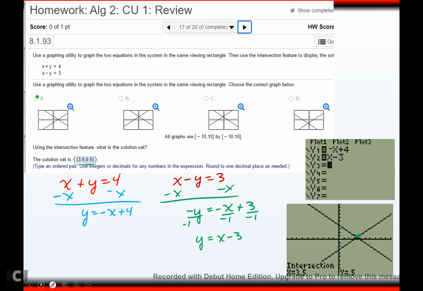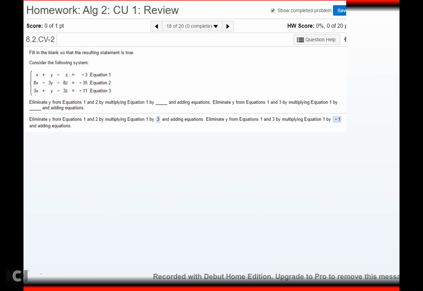Okay. Number 18, fill in the blank so that the resulting statement is true. Consider the following system. It says eliminate y from equations 1 and 2. 1 is this.